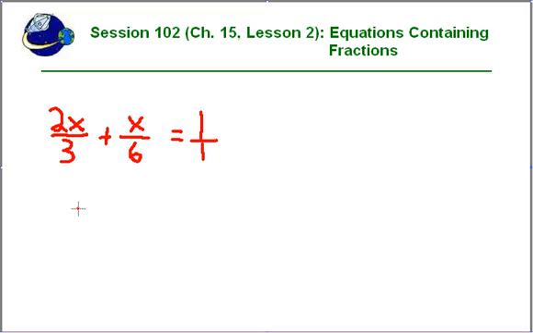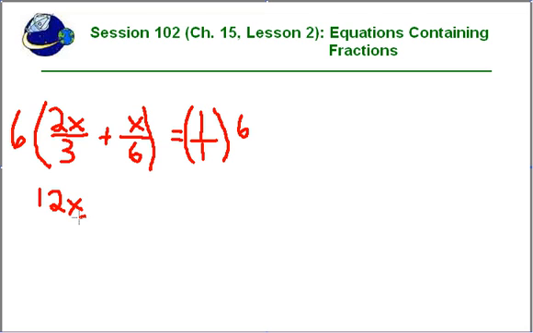Once you've determined what the least common denominator is, go ahead and multiply both sides of the equation by that least common denominator. So that'll be 6. So we're going to take the left side times 6 and then the right side times 6. Then go ahead and distribute it through. 6 times 2x over 3 is 12x over 3. 6 times x over 6 is going to be 6x over 6. And then on the right hand side, 6 times 1 over 1 is going to be 6 over 6.